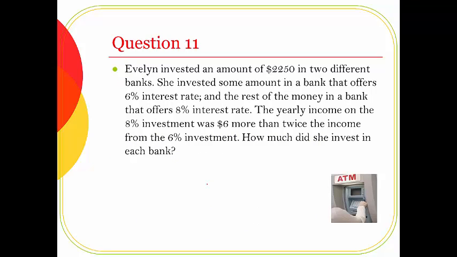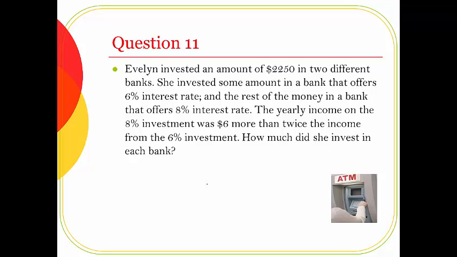Question 11. Evelyn invested an amount of $2,250 in 2 different banks. She invested some amount in a bank that offers 6% interest rate, and the rest of the money in a bank that offers 8% interest rate. The yearly income on the 8% investment was $6 more than twice the income from the 6% investment. How much did she invest in each bank?